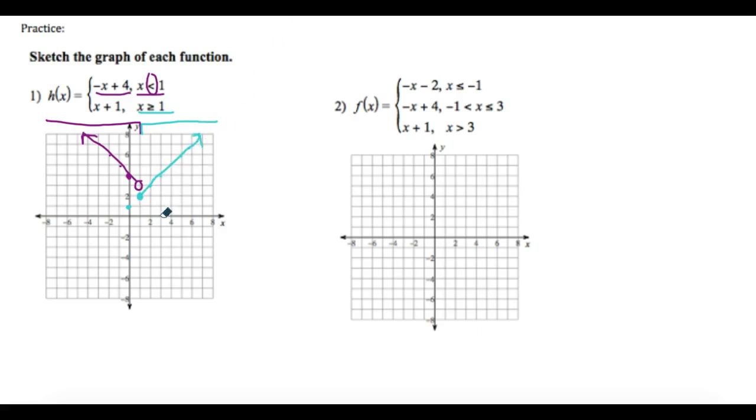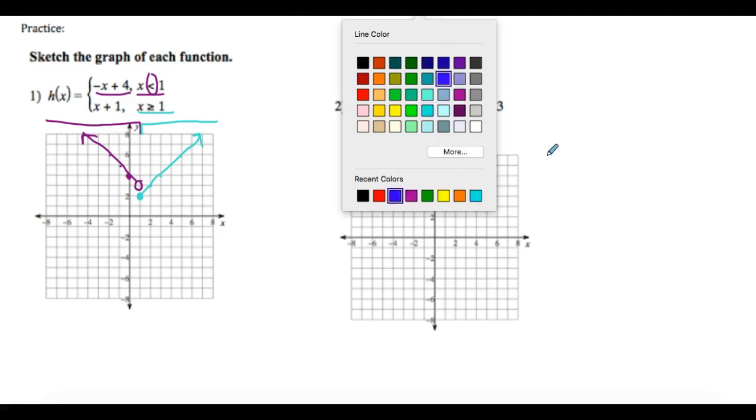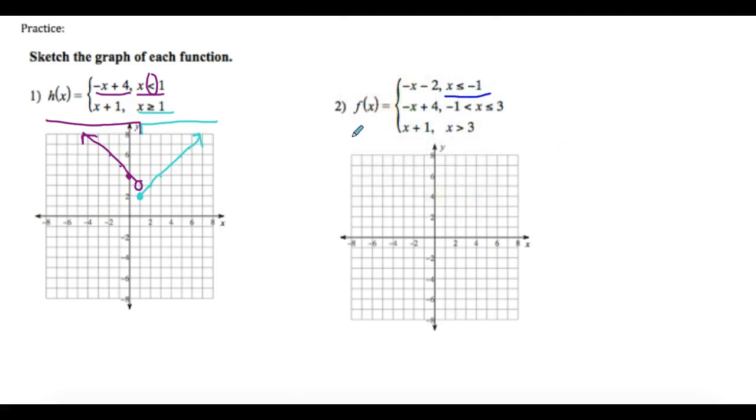If my domains overlap, then this doesn't pass the vertical line test and it's not a function anymore. So remember that vertical line test that you've been taught a few times, and that should not overlap. Okay, let's do a couple more examples. I'm going to outline my domains here.